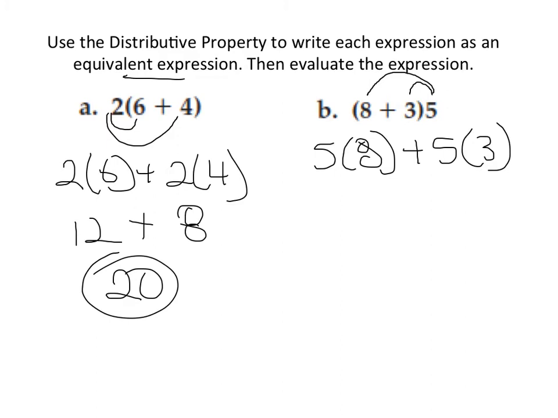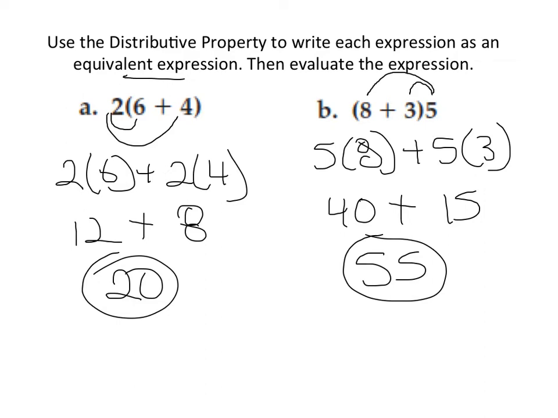Let's evaluate. So 5 times 8 is 40. 5 times 3 is 15. Multiplication before addition. Go ahead and simplify 40 and 15. That's 55. And that, ladies and gentlemen, is the distributive property with numerical expressions.